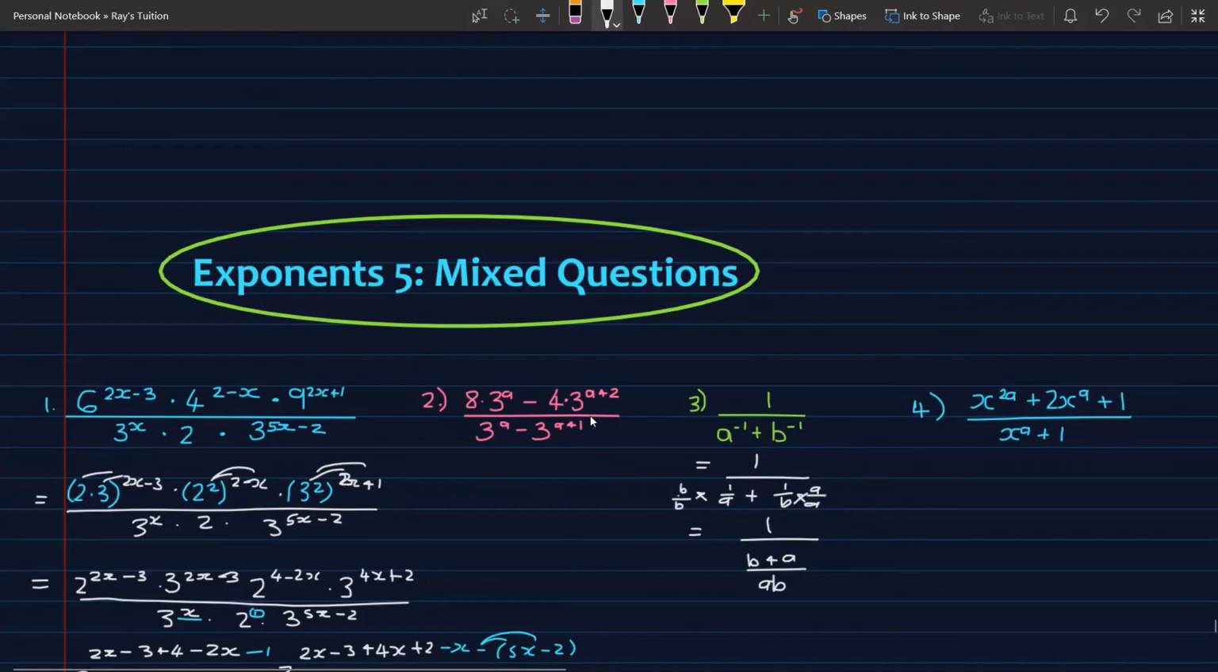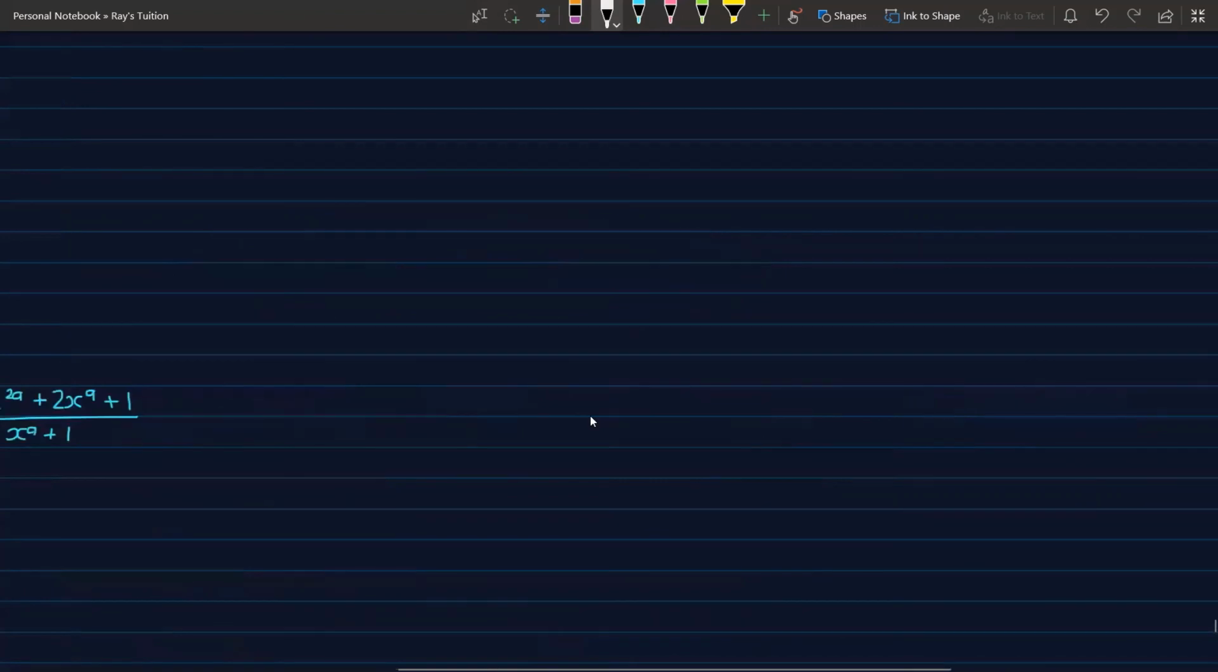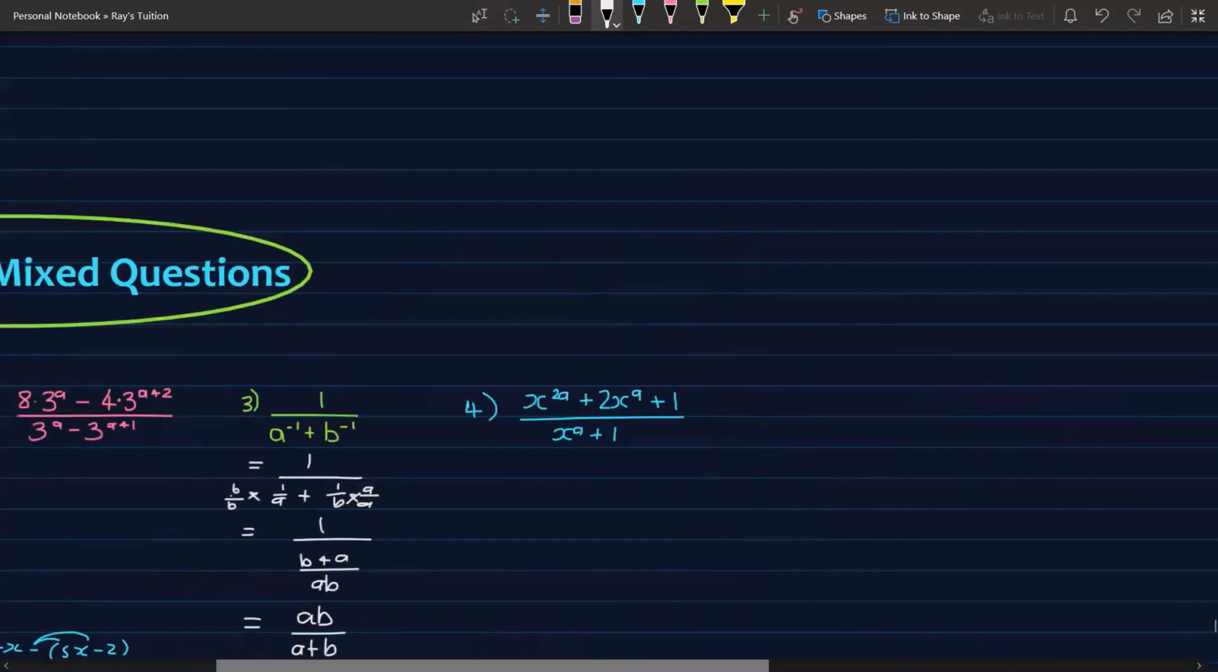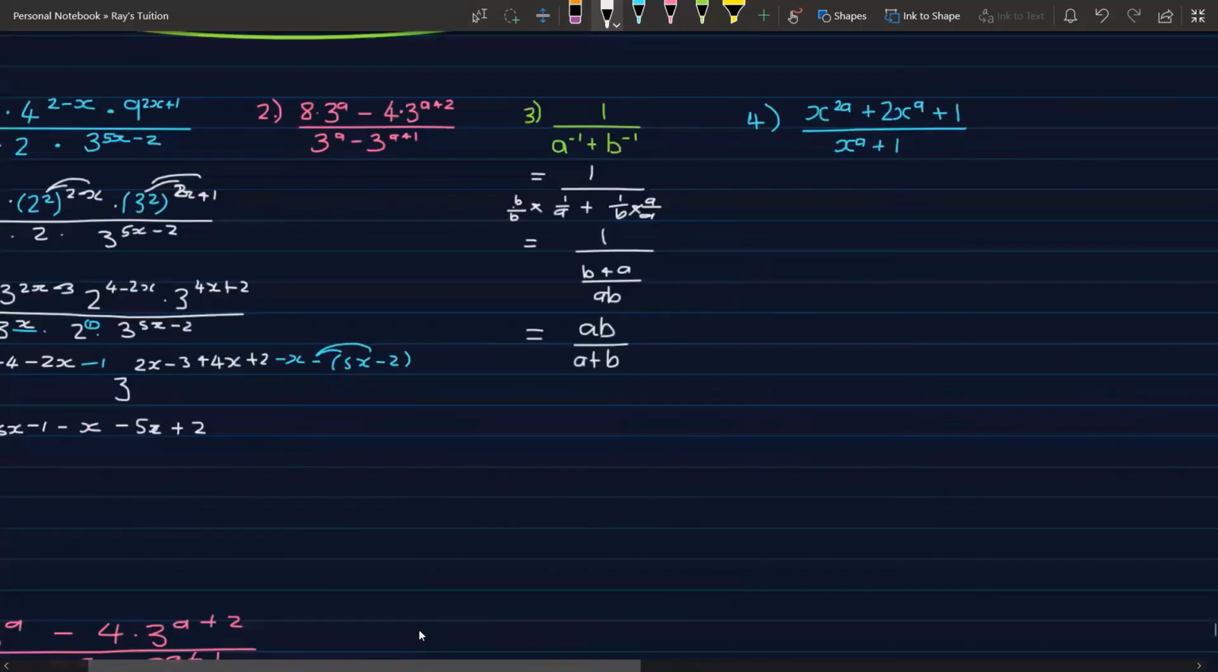Okay, and then 1 over a fraction inverts it, so this becomes ab over a plus b or b plus a. Oopsie. Okay, and that is it. Please remember the trick to that question.